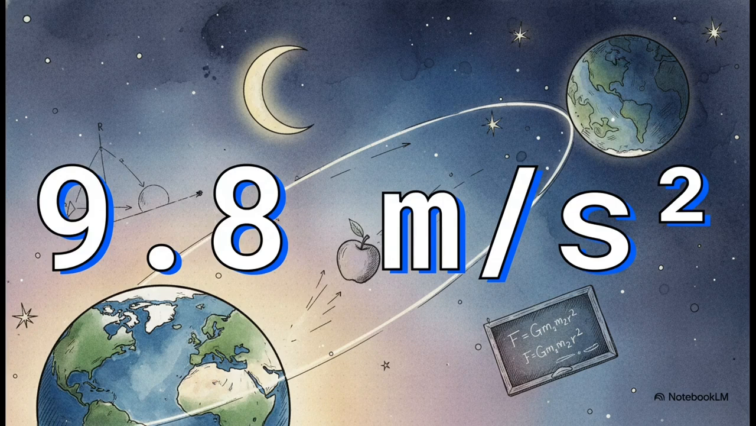This number isn't magic. It's not arbitrary. It's a direct consequence of our planet's mass and its size. And what it means is that for every second an object is falling, it speeds up by 9.8 meters per second. That's like adding almost 22 miles per hour to its speed every single second.